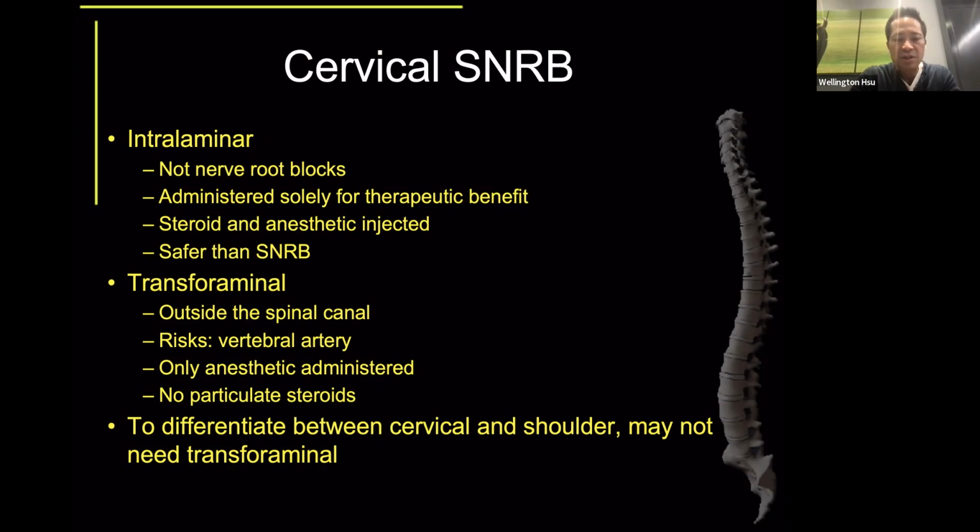An anesthetic is typically injected, and this is typically safer than a selective nerve root block or a transforaminal injection, because these types of injections occur outside the canal where the vertebral artery lives. And so the vertebral artery can be at risk with an injection. This is the reason why we only administer anesthetic and not a particulate steroid that can lead to a stroke after the injection. And again, to differentiate between the cervical spine and another body part, you may not need a more risky injection such as transforaminal.